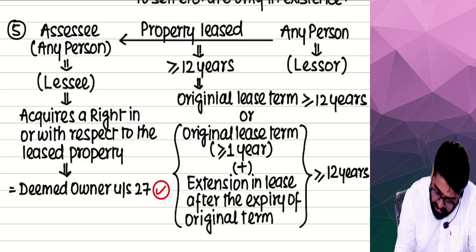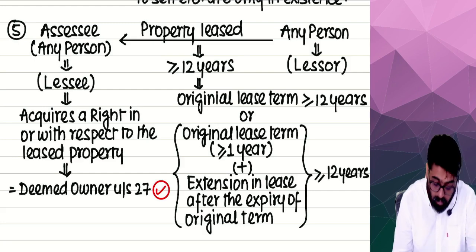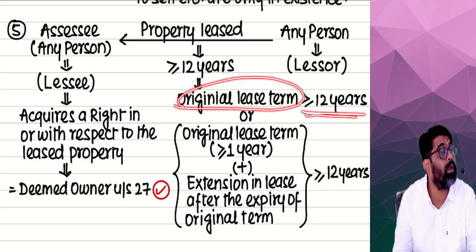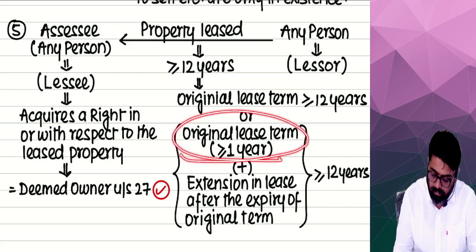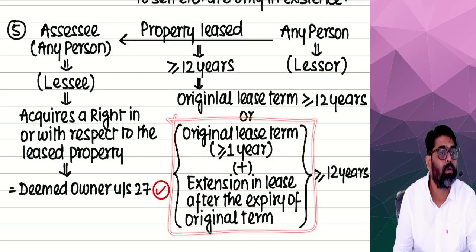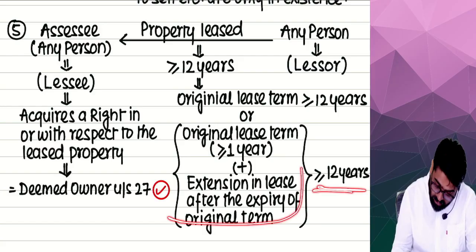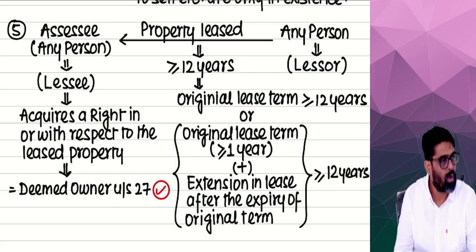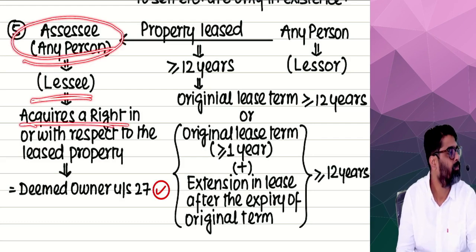See, if the original lease term is 12 years or more, then it is a long-term lease. You will get the right. But what if the original lease term is less than 12 years? Still you can get that right, provided the original lease term plus the extension of lease after the expiry, both periods taken together, is 12 years or more. Then also it will be treated as a long-term lease, and in such cases also the lessee gets the right.